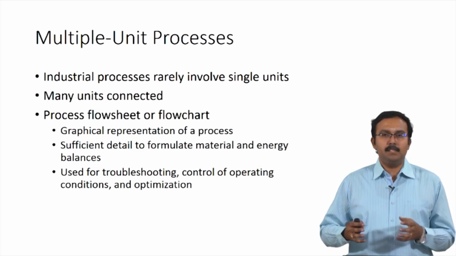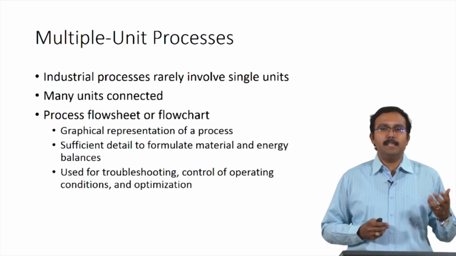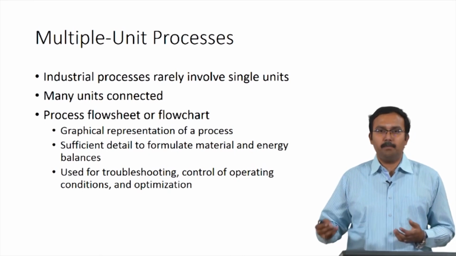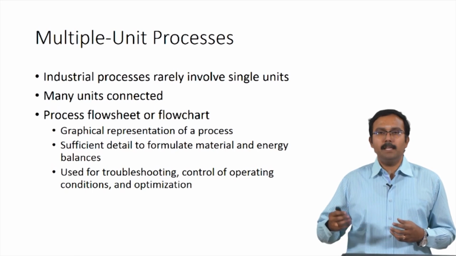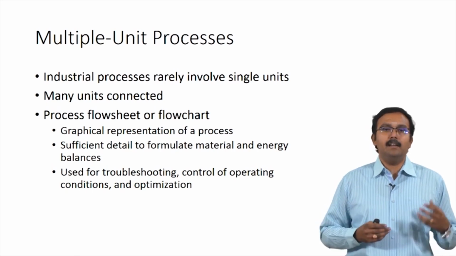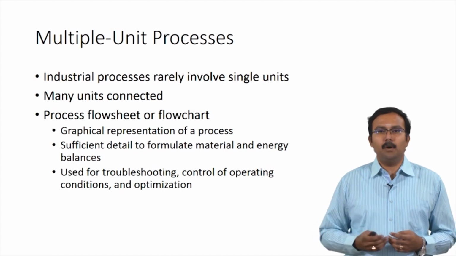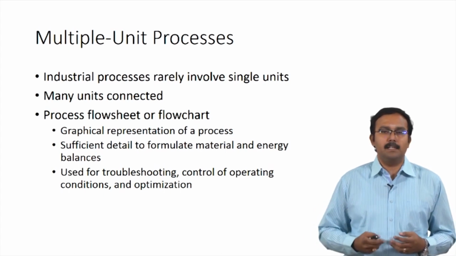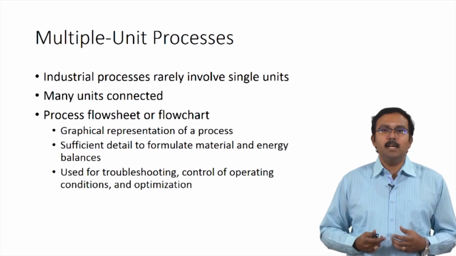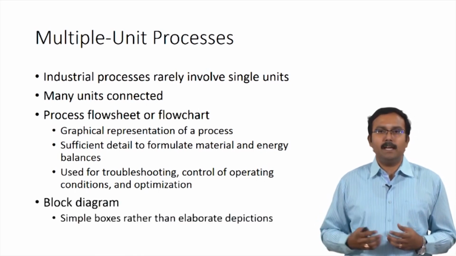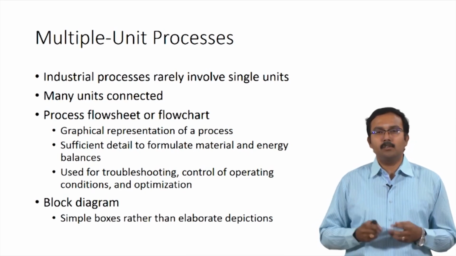This type of system is represented using a process flow sheet or a flow chart, which is basically a graphical representation of the process. This provides sufficient detail to formulate material and energy balances, and it can also be used for troubleshooting and for controlling the operating conditions and optimizing the conditions. Instead of drawing a process flow sheet, which is quite tedious, we can also draw something called a block diagram, which is basically a representation of the process using blocks or squares.